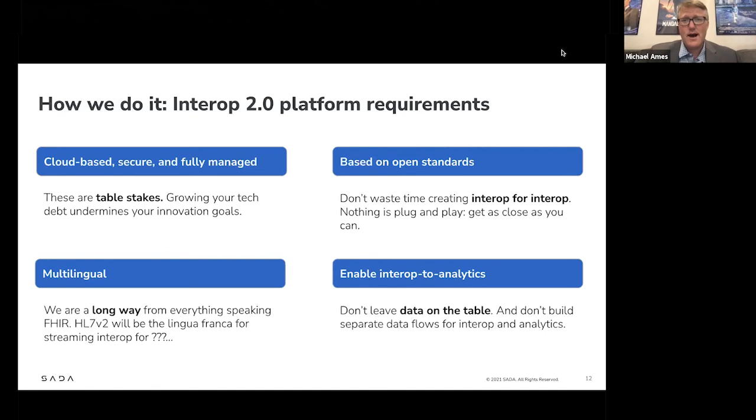That's not even like hot and new anymore. That's table stakes. If you're trying to accomplish this by installing something in your organization behind your firewall, you are just building your tech debt, and that's going to undermine your goals for innovation.